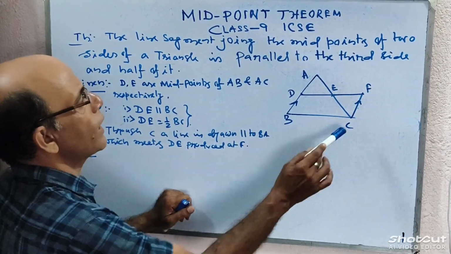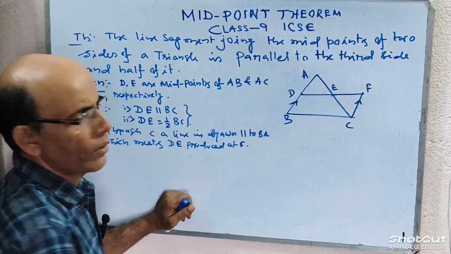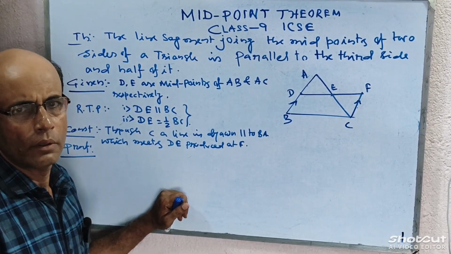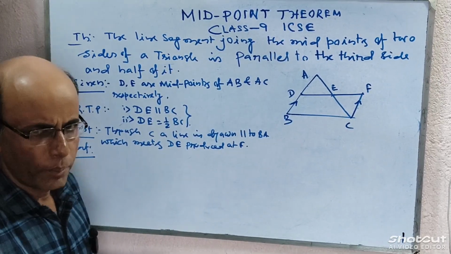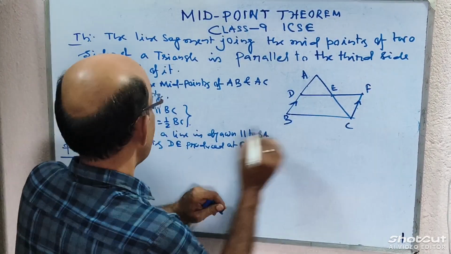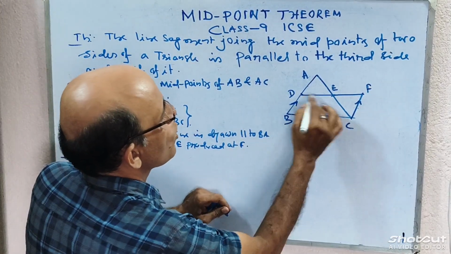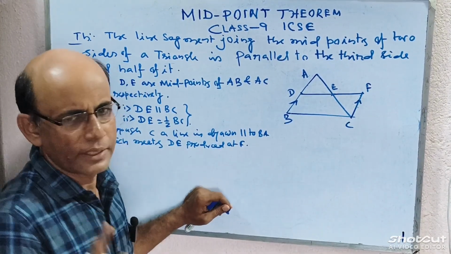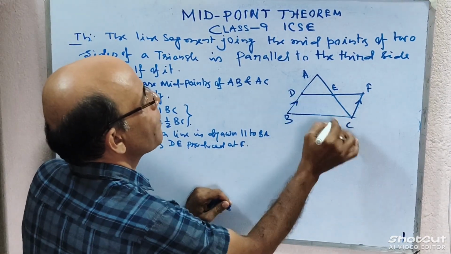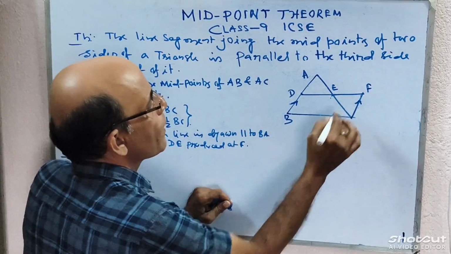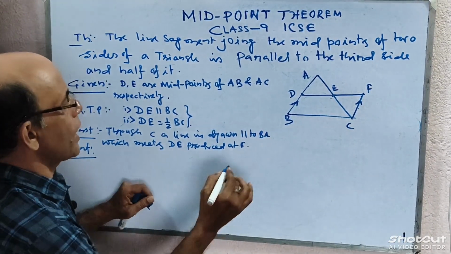Construction. Through C, a line is drawn parallel to BA which meets DE produced at F. Construction is very important. I drew a line through C parallel to BA, which cuts DE produced at point F, meets at point F. Now the proof starts. Proof.